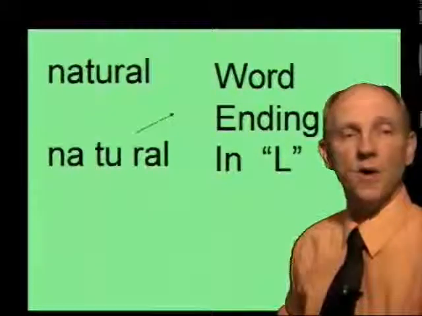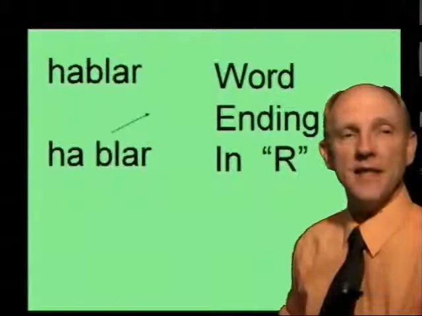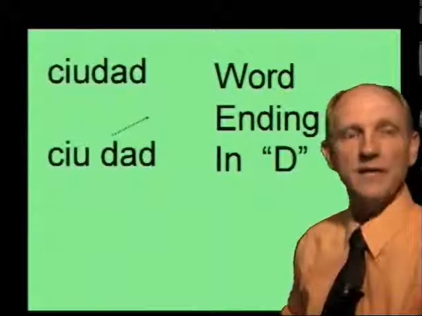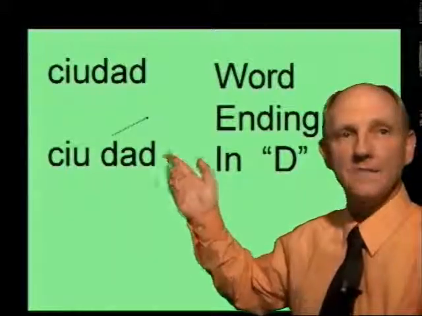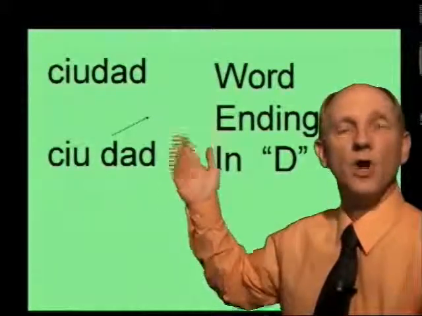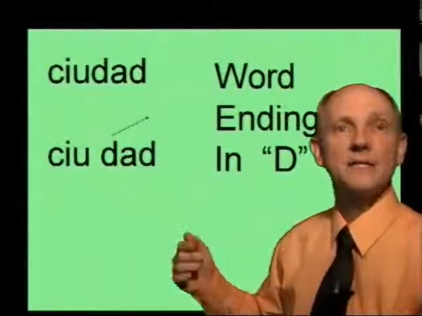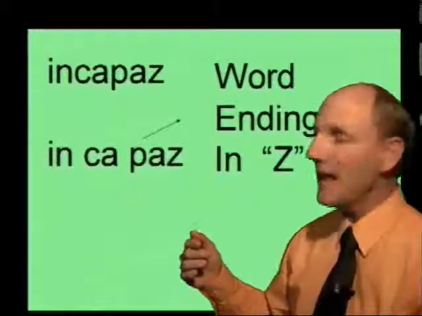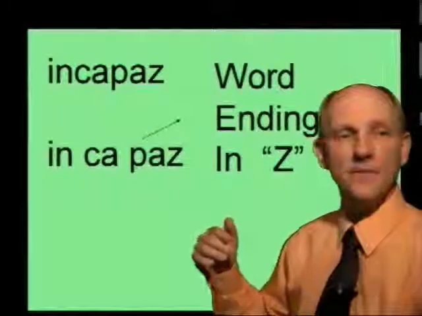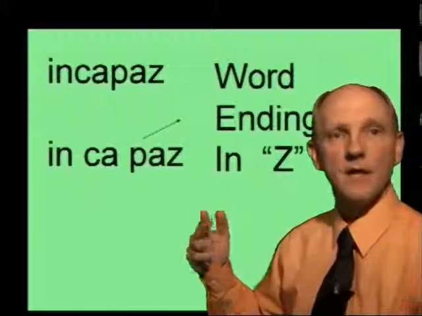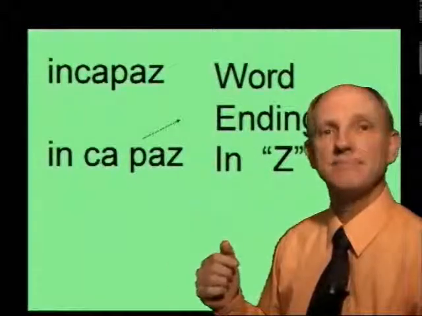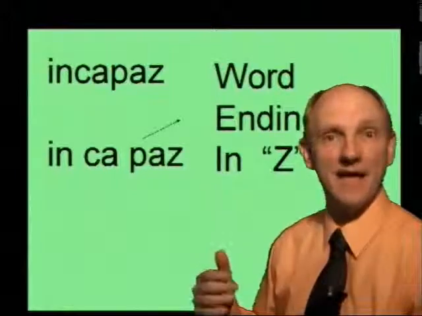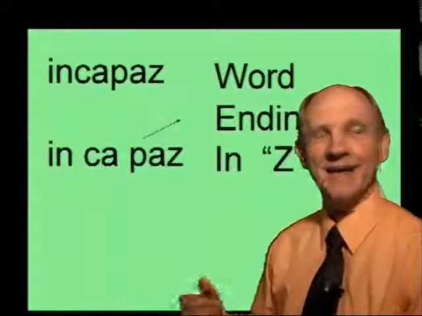If the last letter is an L, natural. Natural. We go up on the last syllable. If the last letter is a D, ciudad. Ciudad. We're going to go up on the last syllable. Now, ciudad means city. If the last letter is a Z, we go up on the last syllable. Incapaz. Incapaz. Which means incapable.